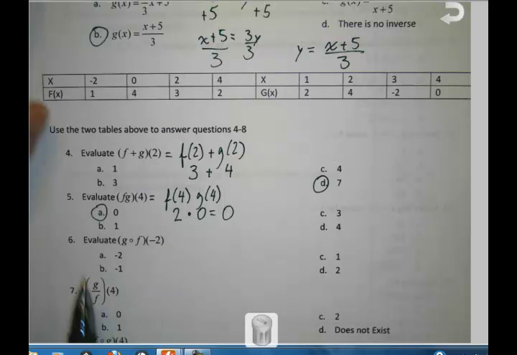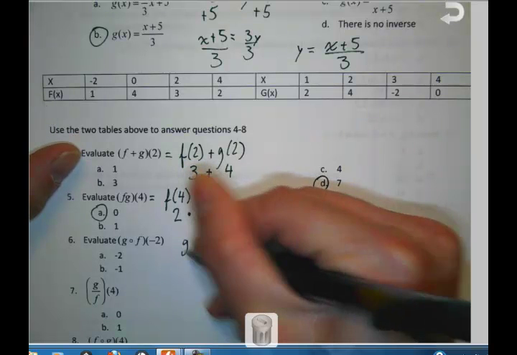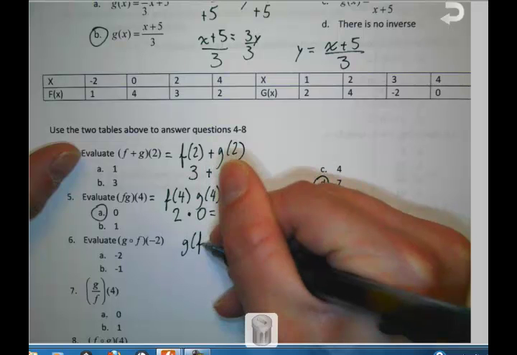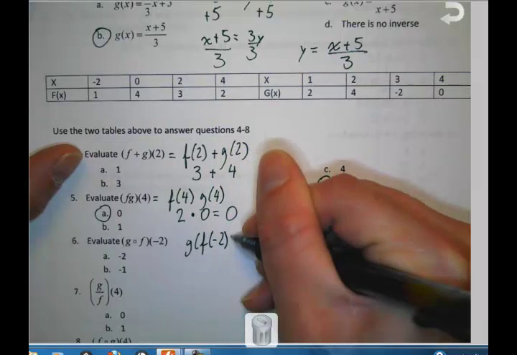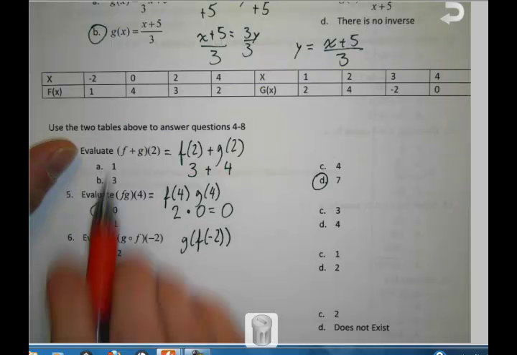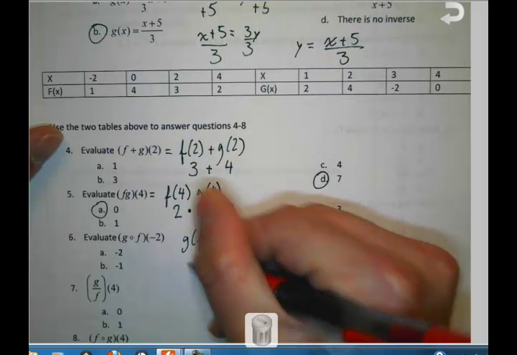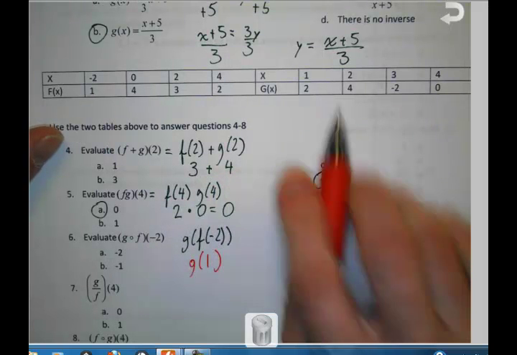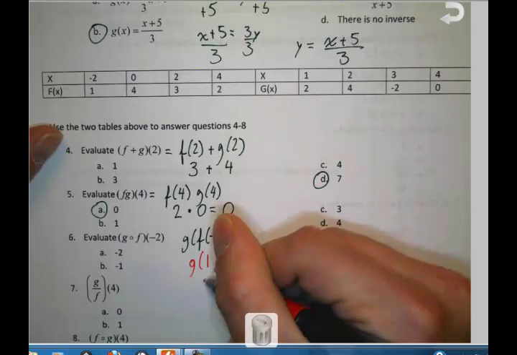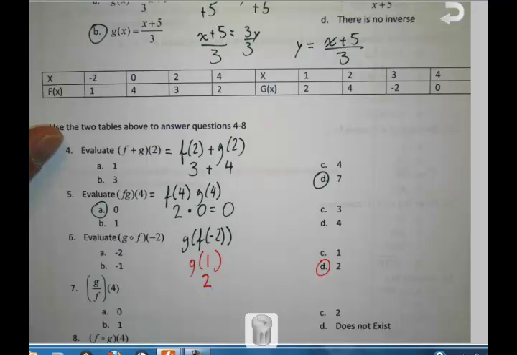Now, number 6 and number 8 were compositions. g of f of negative 2 is literally the g function evaluated at the f function of negative 2. And so the first thing you would have to do is find f of negative 2. f of negative 2, of course, is 1. And then you would have to evaluate g of 1. Well, g of 1 is 2. And so your final solution was D.